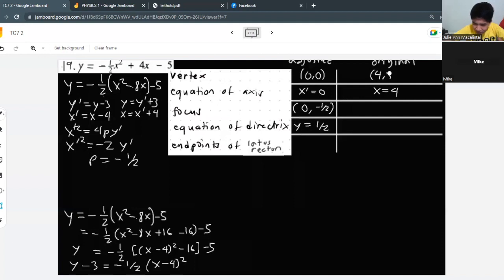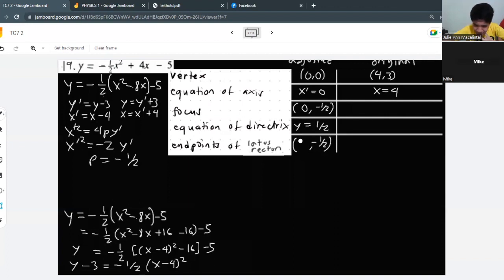Wait. Saan nag-open yung parabola? To the something. Where? Downwards. Okay, so yung directrix should be above the x-axis. y equals 1/2. Okay. Latus rectum. So y equals negative 1/2.